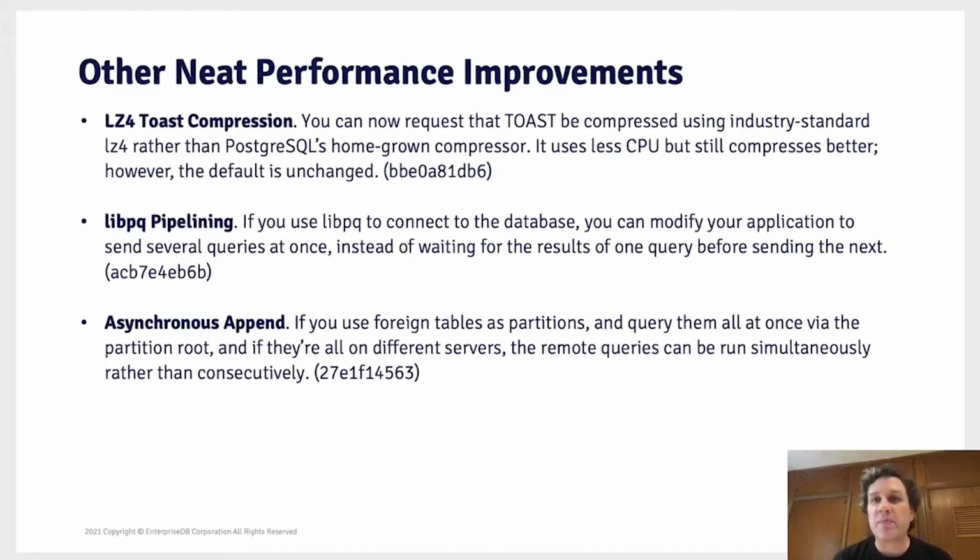Now, when you do set up a partition table, you can choose to use foreign tables as partitions. And if you do that, and then you query the partition root, you will be effectively querying all of those tables at once. And in previous releases, even though you were querying all of those different foreign tables, which might reside on different servers, the actual SQL queries that were sent to those foreign servers were sent one at a time. So we would send a query to the first server, get all the results back, then send a query to the next server, get all of those results back, and so forth and so on.